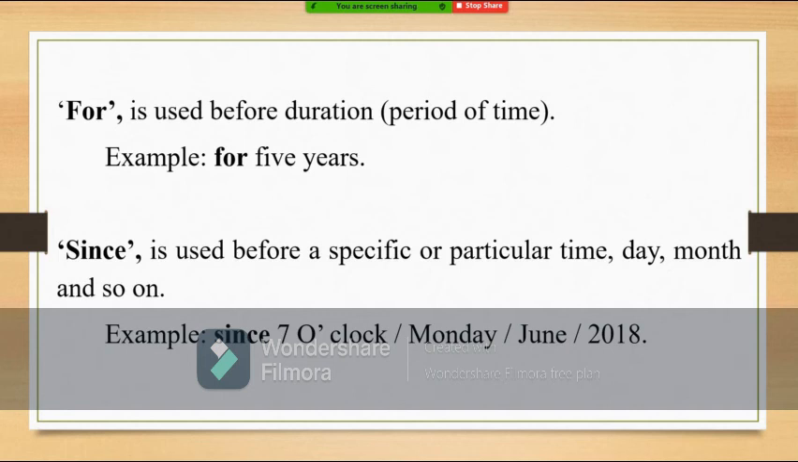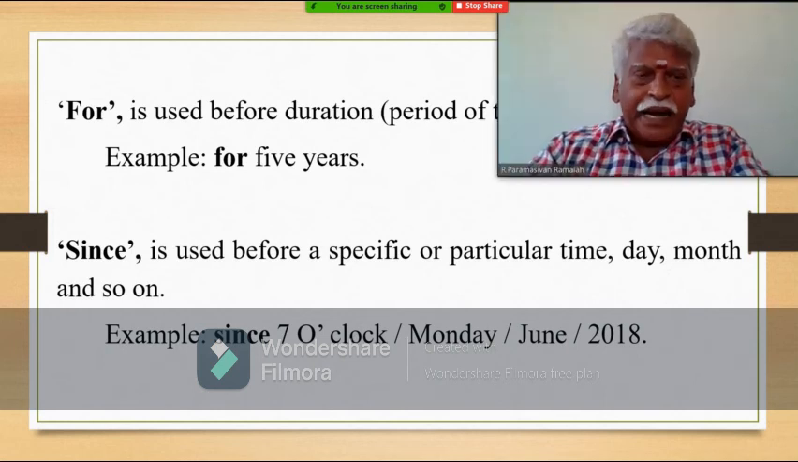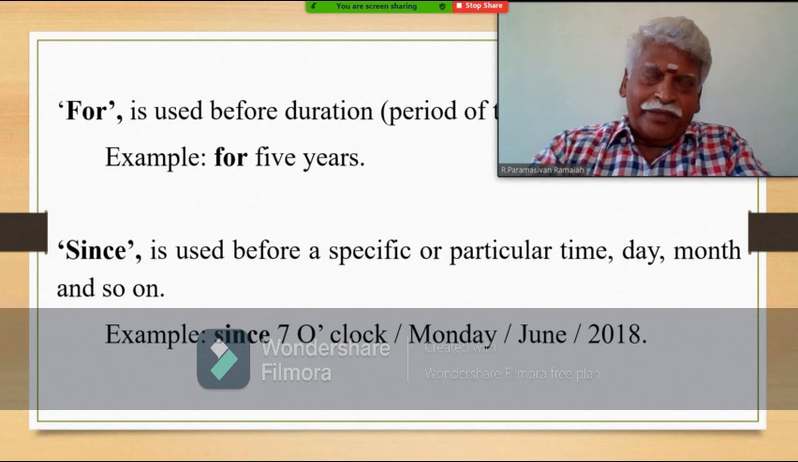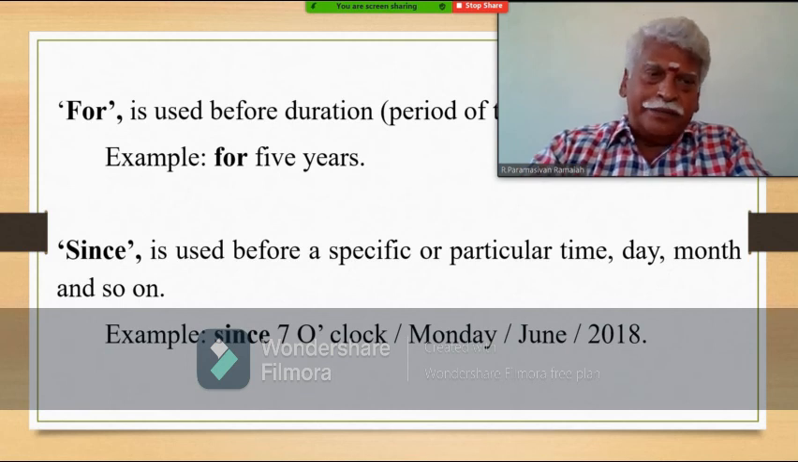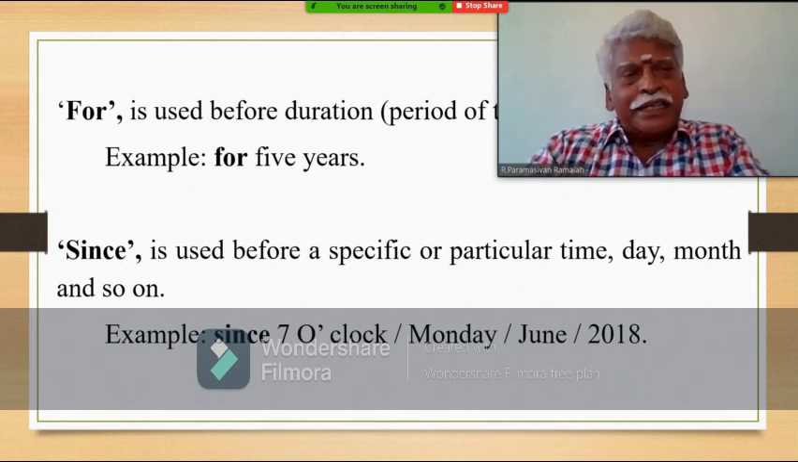Since, where can we use since? Since is used before a specific or particular time. Since 7 o'clock, since Monday, since December, and since 1940, like that. A particular time or particular day or particular month or particular year should come after since. In this video, I explained only 4 tenses and where these 4 tenses should be used. I hope you have understood it very clearly. And we shall meet in the next class.